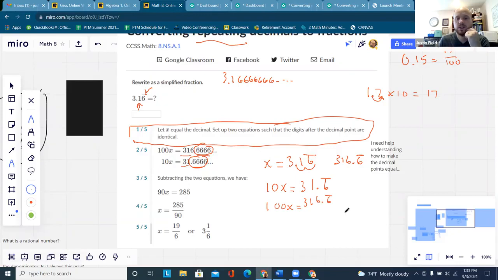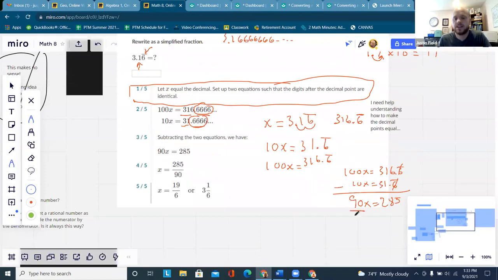So really, I should write 10x equals 31.6 repeating. So we subtract and we get 90x equals, and notice when we subtract those two numbers, they both have 6 repeating behind the decimal, so we can just get rid of it. And 316 minus 31 is 285. And then you just divide.